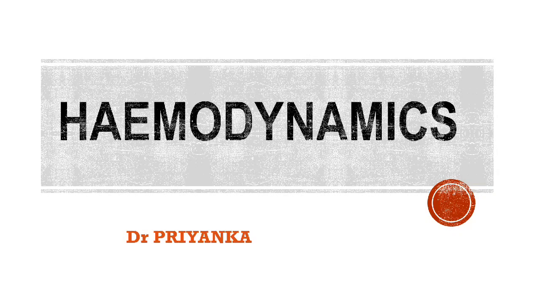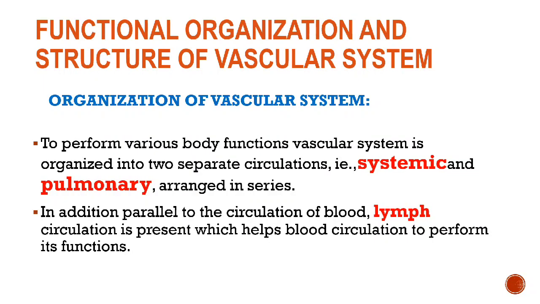Today's topic is hemodynamics, or the dynamics of blood flow. That is the movement of blood across the blood vessels in the body. As we go through this topic, you have to go back to your intermediate physics and rewind some of the concepts from there. Before going into the actual topic, we have to discuss the functional organization and structure of the vascular system, how the blood vessels of the body are organized.